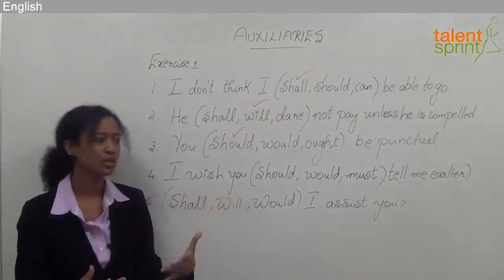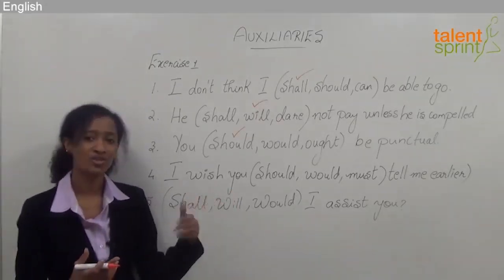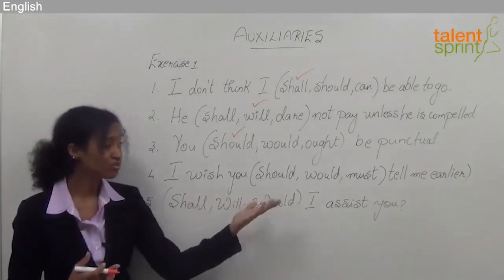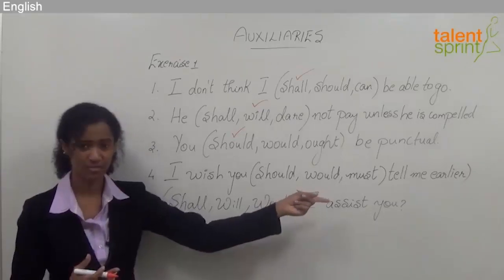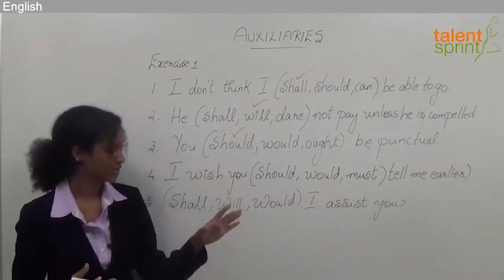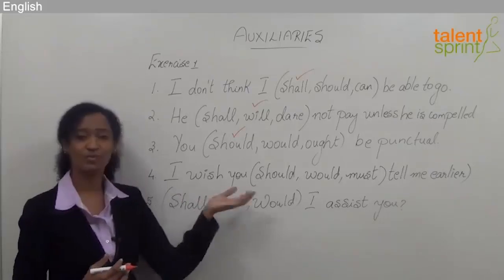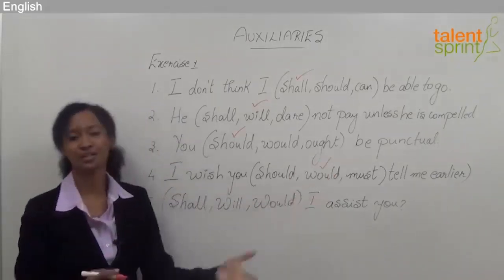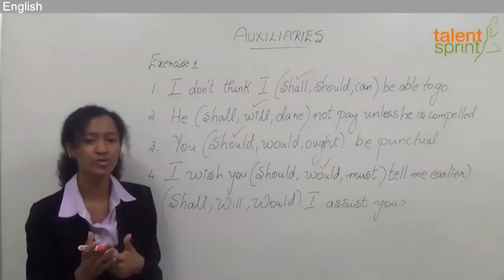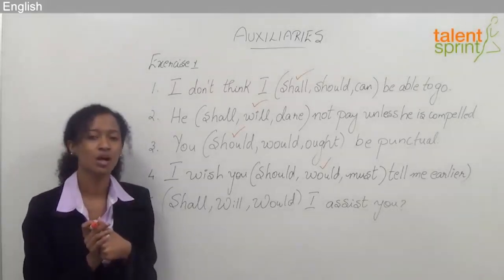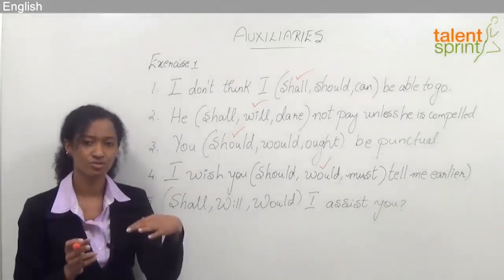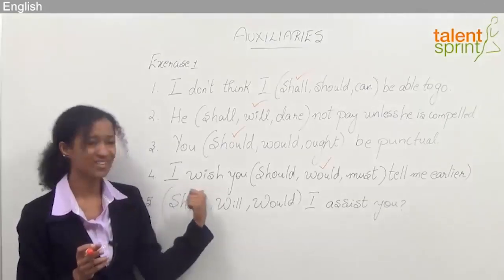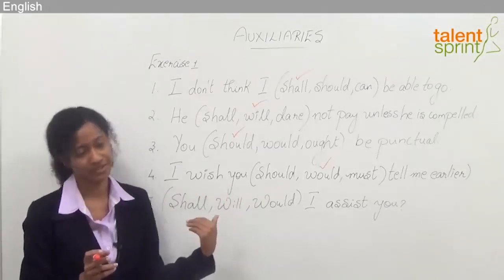Here it's just someone who wants to do something, so they're saying, I wish you must. What's must? Must is like have to. So here they're wishing, so the most appropriate auxiliary would be, I wish you would tell me earlier. When do we use would? Remember, we use would when we have decided to do something, or we want something, and this is more like a request, right? I wish you would tell me earlier.